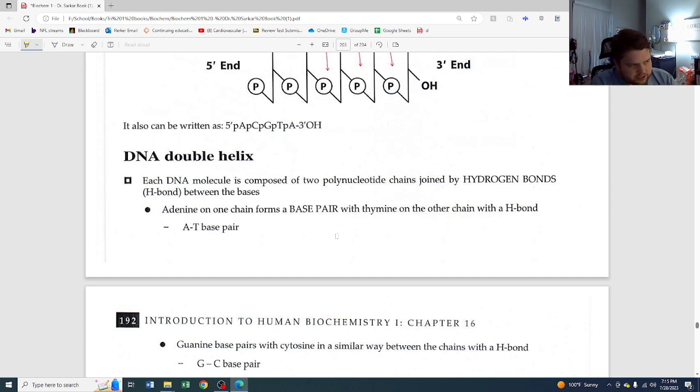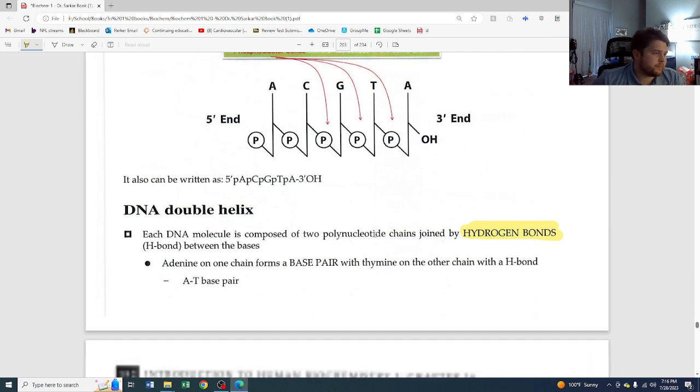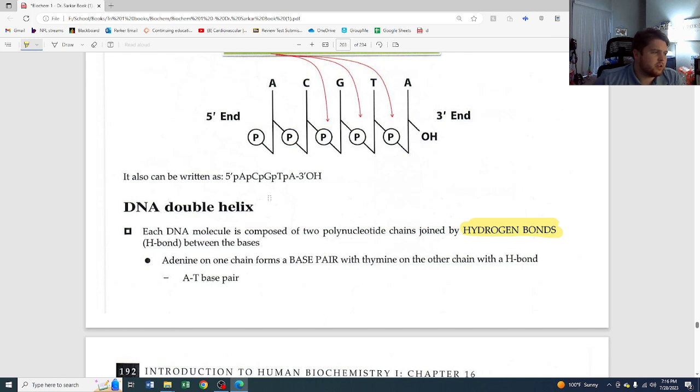Now the DNA double helix, we mentioned this briefly. We're going to get a little bit more into it. Each DNA molecule is composed of 2 polynucleotide chains joined by hydrogen bonds between the bases. This is a big thing to remember, hydrogen bonds. The 2 separate strands of DNA are held together by hydrogen bonds. The single strand of DNA is held together by phosphodiester bonds. So depending on how you get asked that question, just watch out for that.